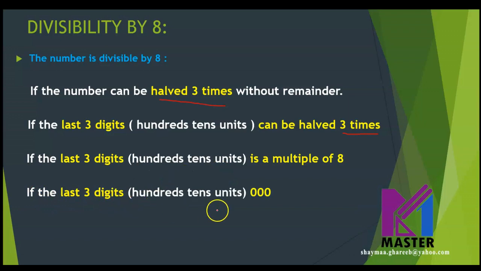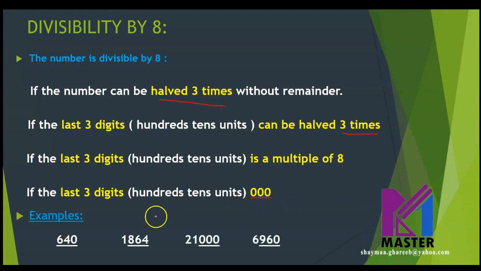If the last 3 digits are 3 zeros. Why 3 zeros? Because if the number ends with 3 zeros, it means it's a multiple of 1000. And 1000 is a multiple of 8 or can be divided by 8. Okay, now let's see some examples.